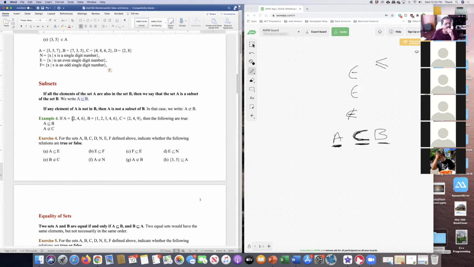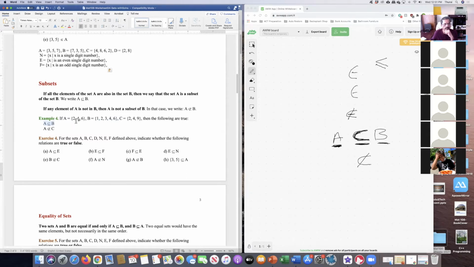Here's an example. Whenever we want to say A is not subset of B, it'll be the same symbol crossed out. There will be no line underneath. The same curly symbol will be crossed out to mean not subset. Okay, so let's see the examples. A is 2, 4, 6, B has these numbers, C has 2, 4, 9. The question is, are these statements true? A subset of B, that's what this says. Is that true?